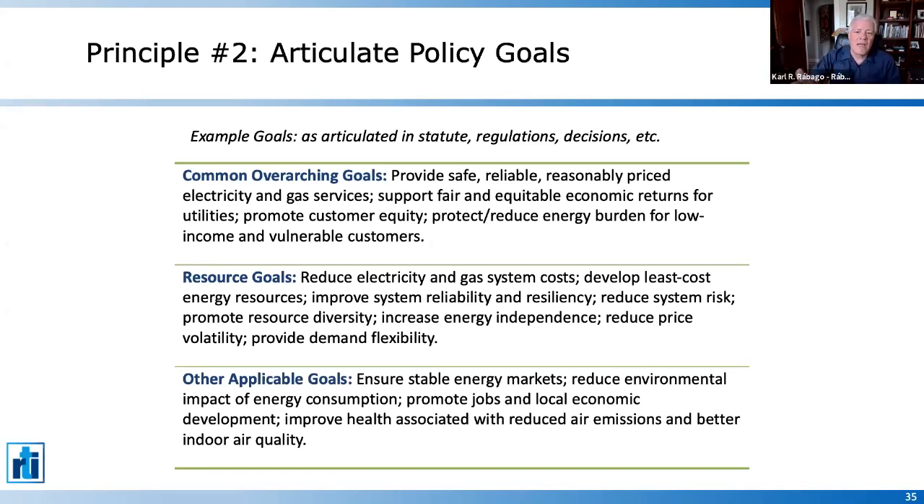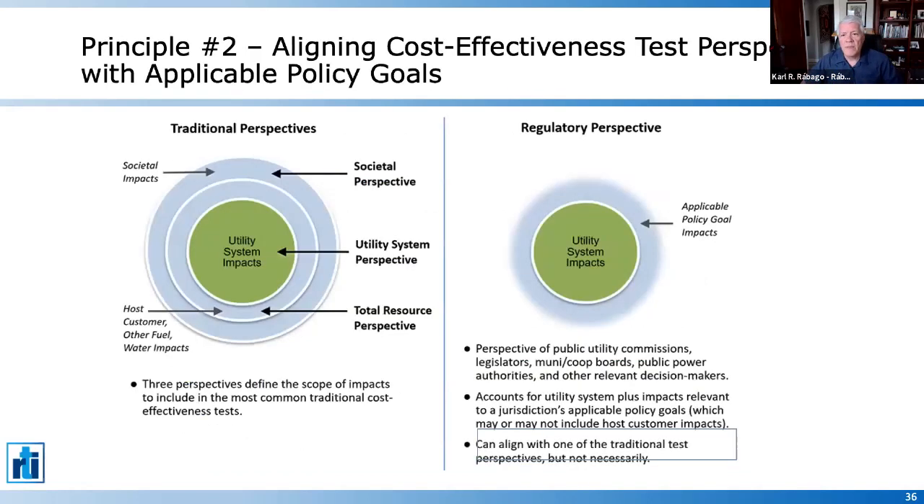No surprise, the kinds of things you're going to see in the common goals: safe, reliable, affordable service, equity, just and reasonable rates type things, also specific resource goals, but then there's also other applicable goals that come up, and those are really important because they may be very important in your jurisdiction or with your legislators or your current commission, for example. Things like jobs and local economic development.